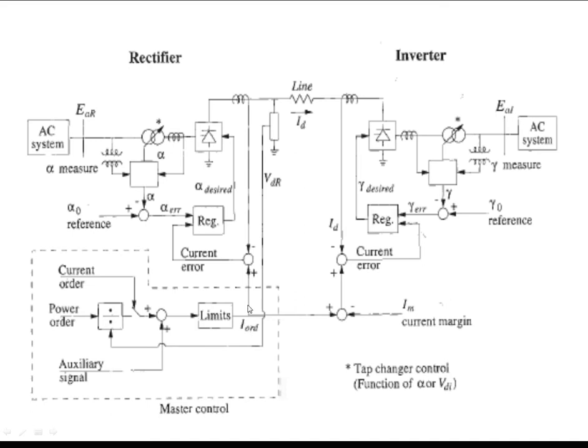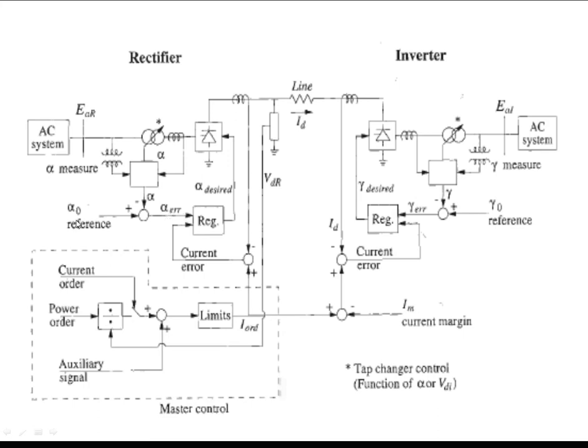This current order is given to this summation block. One input is the current measured from this DC line, this is the actual current, and this is the current order generated by this master control. Whatever the difference between the current order given by this master control and the actual current measured at the DC line, that summation block generates the error, called the current error. This current error is applied to this regulator. Then the second input to this regulator is the alpha error. So how to get the alpha error?